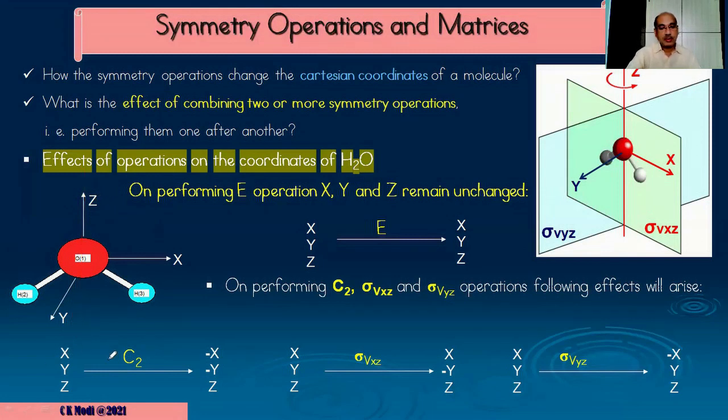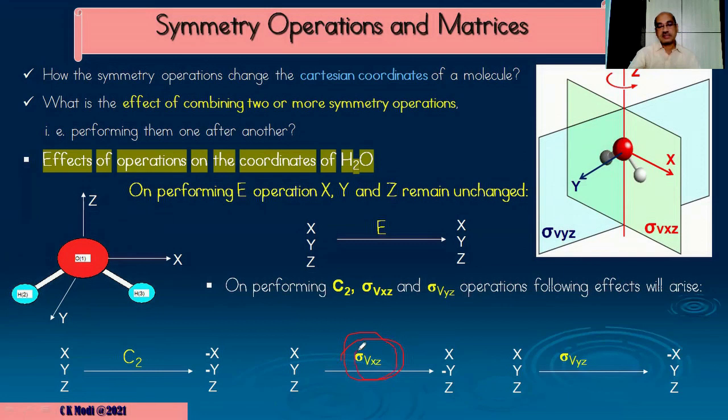So here, after performing the C2 operation, x becomes minus x. Y becomes minus y, but z remains as it is. So x becomes minus x, y becomes minus y, and z becomes plus z.